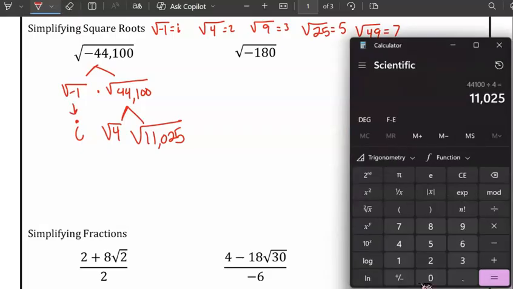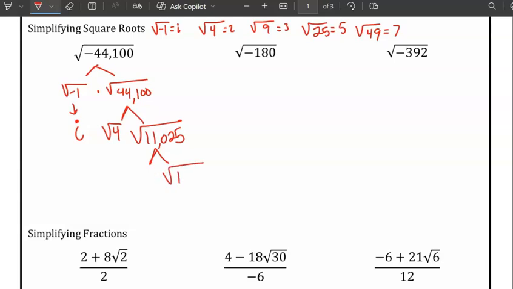Let's see what else we could factor out of this. Let's divide this by 4. Okay, that doesn't work. It gives you a decimal. Let's try 9 this time. Okay, that one would work. The square root of 4 is 2.